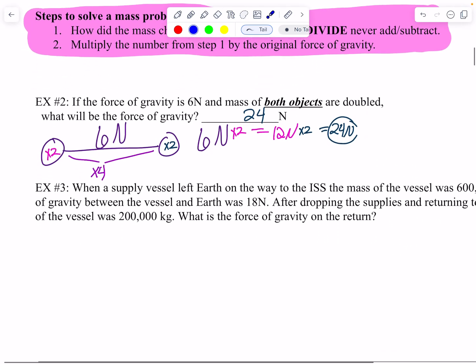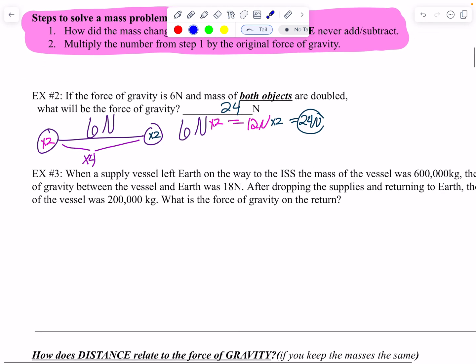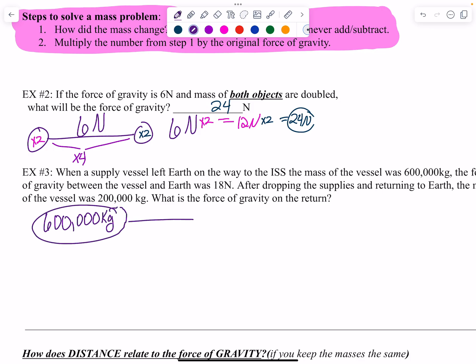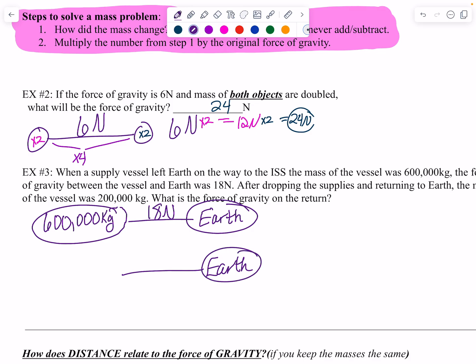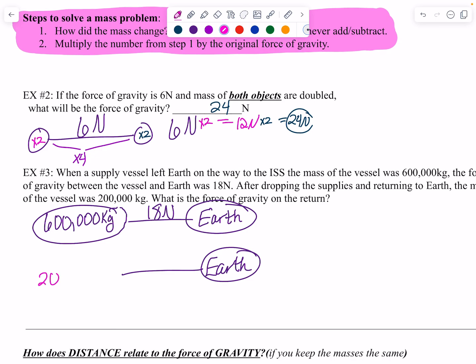So that's one way you might see a problem. Another way is here on this bottom one, so let's look at that one really quickly. A supply vessel left Earth on the way to the ISS, and its original mass is 600,000 kilograms, and the force of gravity between that and the Earth was 18 newtons. After dropping the supplies and returning to Earth, the mass of the vessel was 200,000 kilograms.